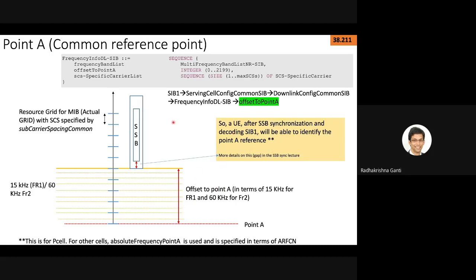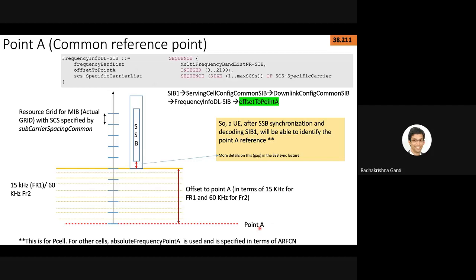Once the SSB is locked on, the UV can decode something called core set 0. The first control information that it decodes is called core set 0. In that core set 0, it will get the MIB and the SIB1 messages. Once it decodes those messages, one of them is called the frequency info downlink SIB. This is the IE it decodes, and there are multiple things in it. One of the important things that we require is the offset to point A. This offset tells it, from the beginning of the SSB location, where this reference point A is located.